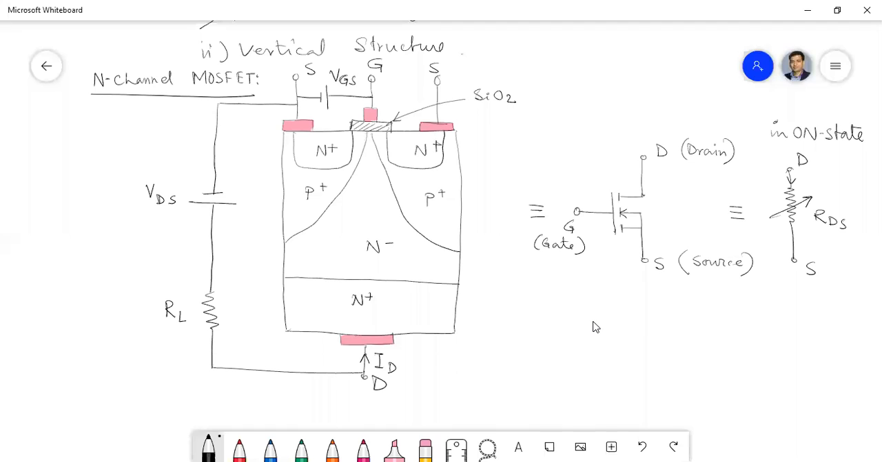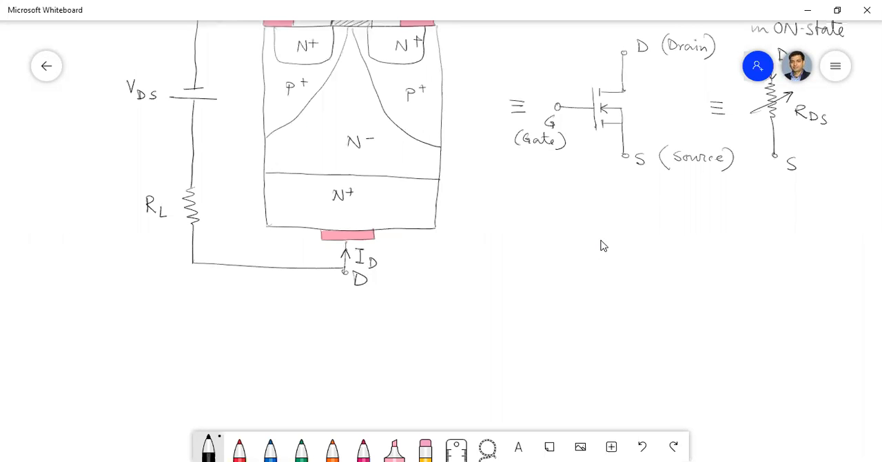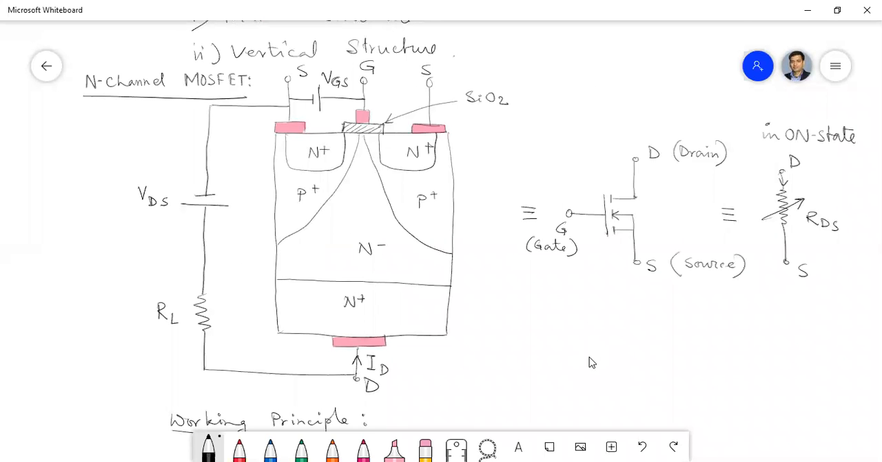So how does it operate, what is the working principle? Then I will discuss that. So working principle. I think you also know a little bit because you have already gone through it in your electronics classes. Okay. Suppose I apply a positive voltage between the gate to source. With respect to source, a positive voltage is applied at the gate as given in the figure.